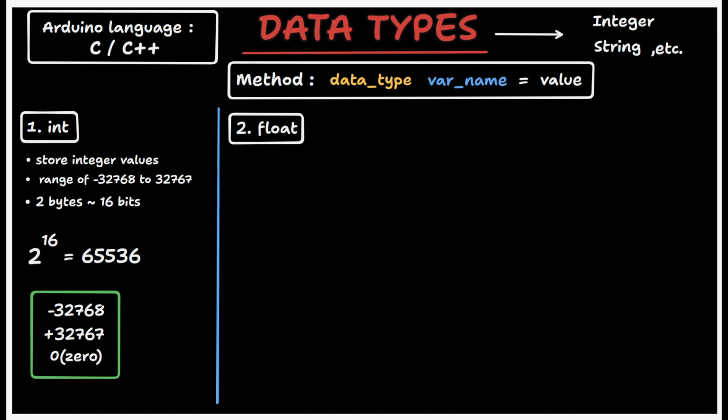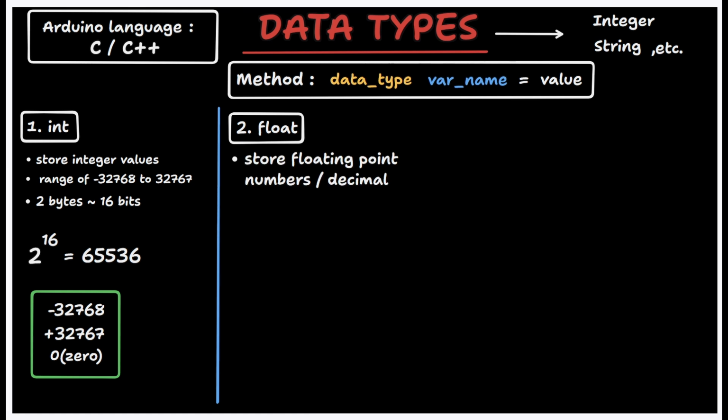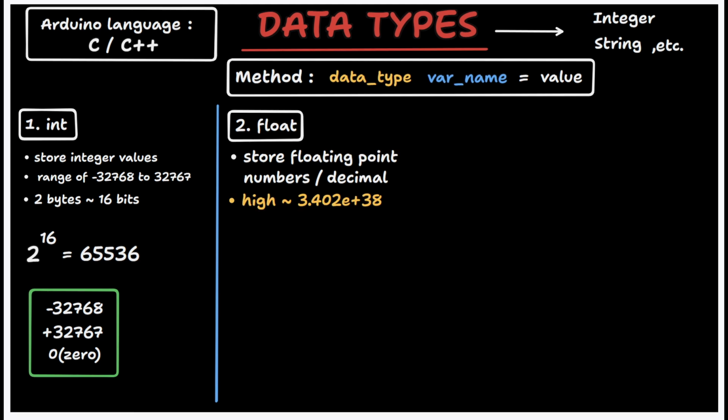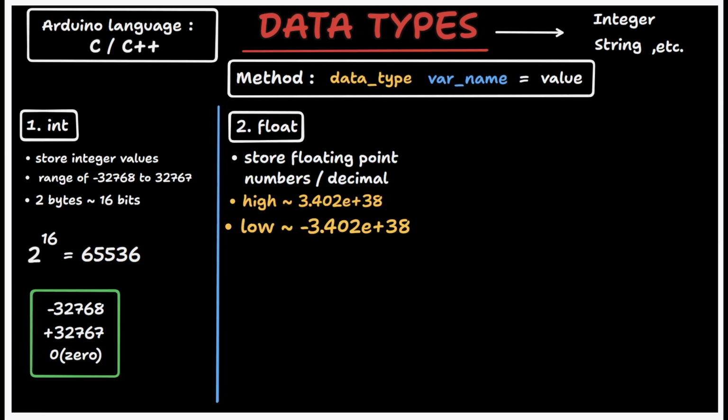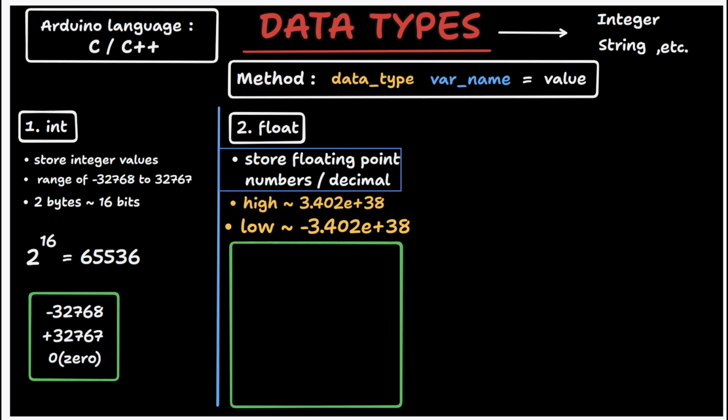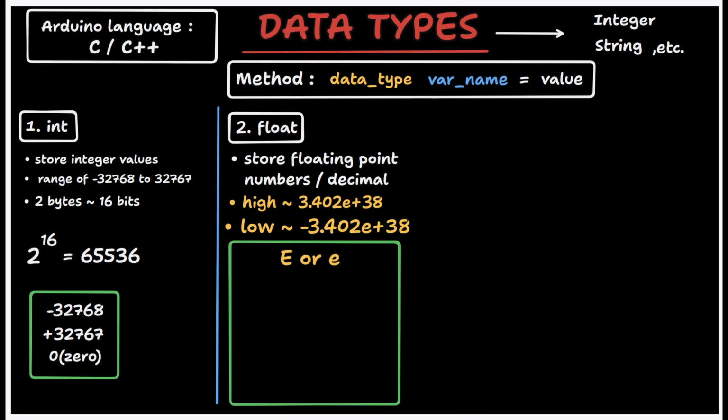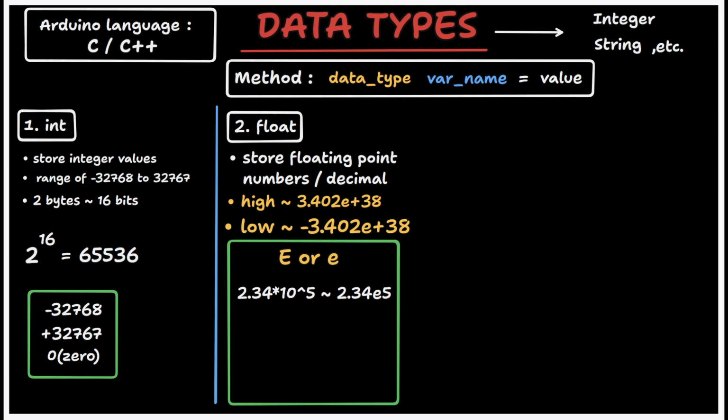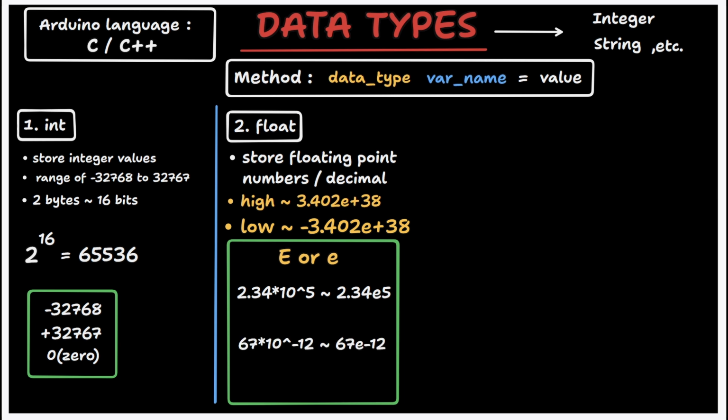Number 2. Float. This is used to store floating point numbers or decimal numbers. It can be as large as 3.402 e plus 38 and as low as minus 3.402 e plus 38. Note, in Arduino, we use an uppercase E or lowercase e to represent exponent, like 2.34 times 10 raised to 5 can be written as 2.34 e5. Similarly, 67 times 10 raised to minus 12 is written as 67 e minus 12.